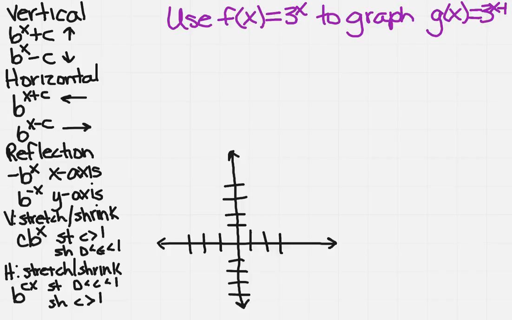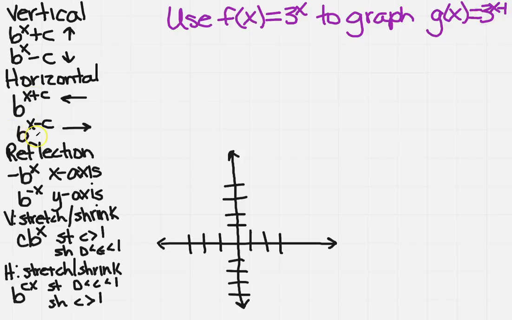So what I need to do first is figure out, if I know that f of x is 3 to the x, how have I changed it to get 3 to the x minus 1? Well, I need to figure out what is the general form for g of x equals 3 to the x minus 1. And I notice everything over here has c's, so I see that if I've got x minus 1, it's going to have to come over here.